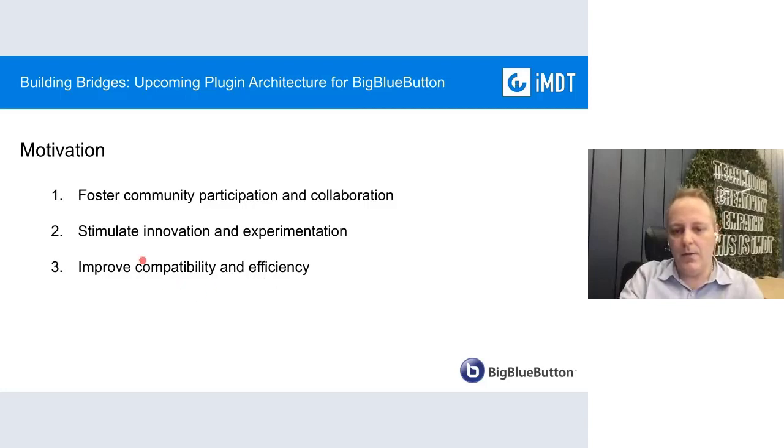The idea here, when we talk about compatibility and efficiency, is mostly about when you develop custom features, so you know that you are developing it in a way that it will be compatible with future versions of BigBlueButton. And efficiency, the idea is that the developers will focus on adding value and creating innovative features instead of rewriting the custom code when a new BigBlueButton version comes out. And of course, the participation and collaboration of the community is what drives the open source project, and it could not be different with this plugin architecture.